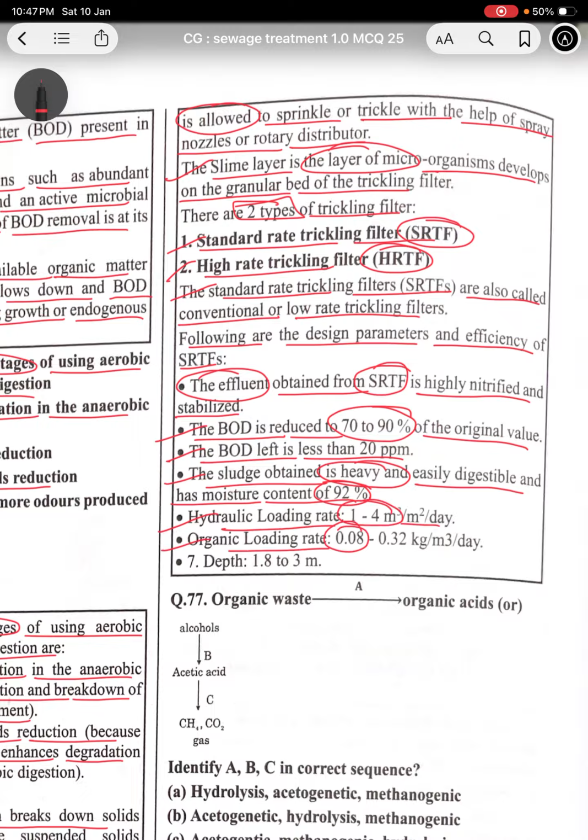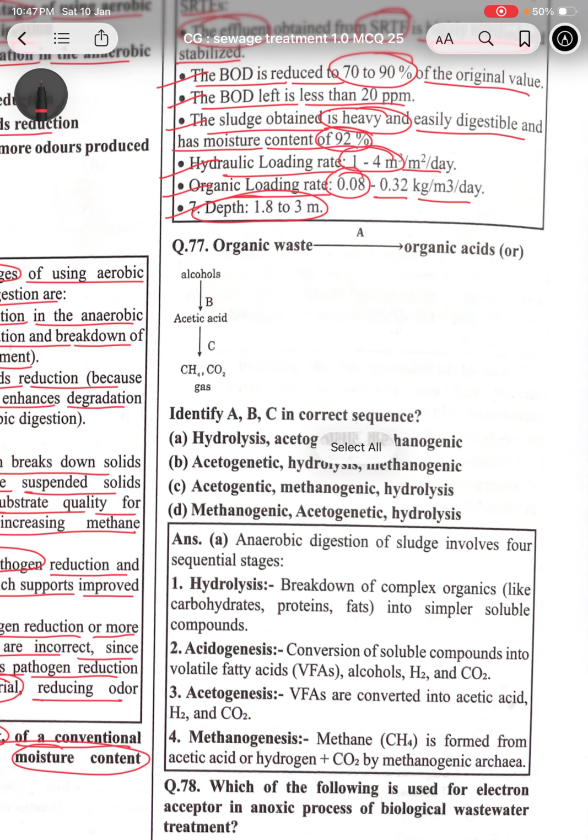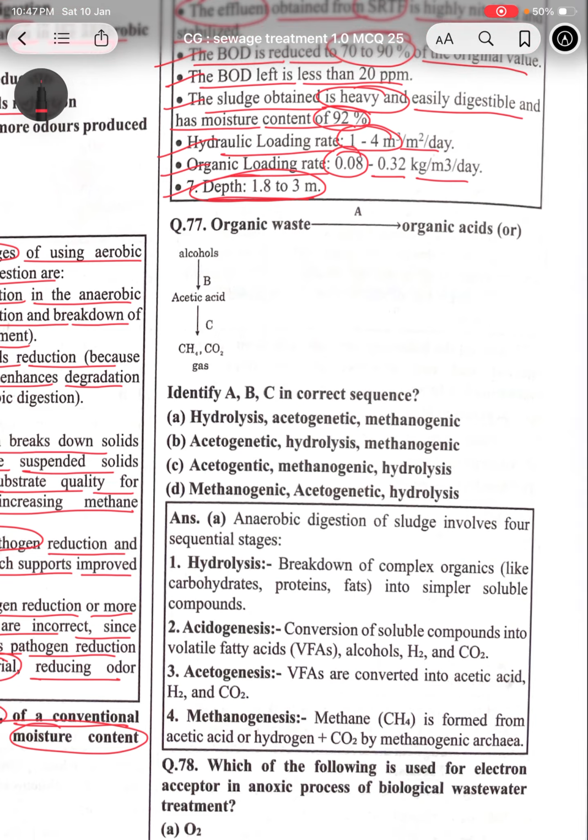Organic loading rate is 0.08 to 0.30 kilogram per cubic meter per day. The depth is 1.8 to 3 meters.